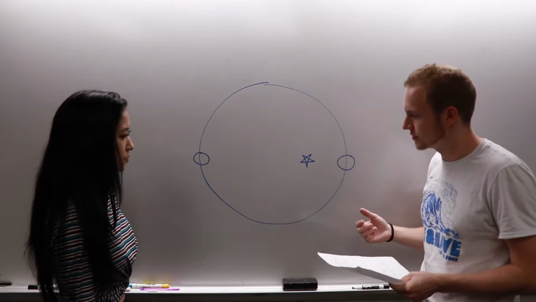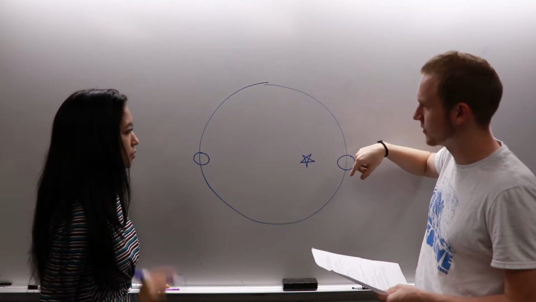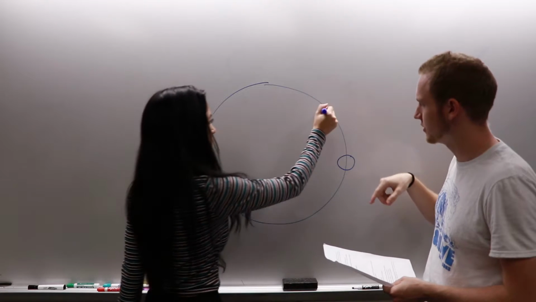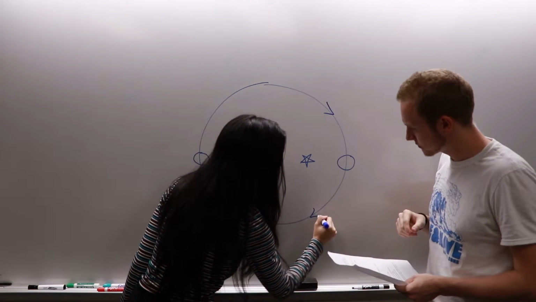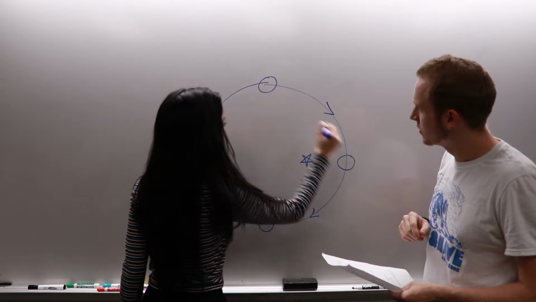Yeah, and so now we just need to include fall and spring, and the Earth is orbiting the Sun in a clockwise motion. Okay, so just some arrows to represent that. And why don't I just say that this is the fall and this is the spring?